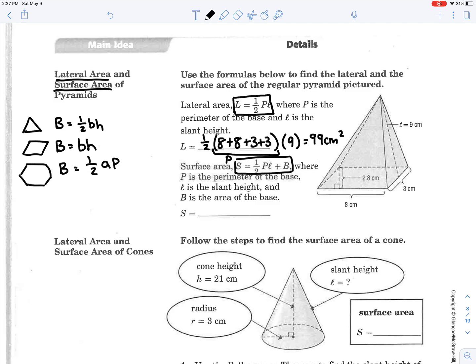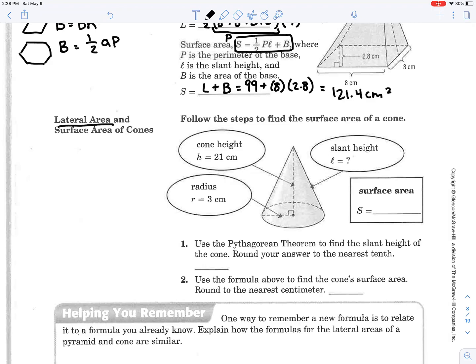Looking at this picture, the base is a parallelogram. So my surface area would be 1/2 perimeter times slant height, which was L, plus the area of the base. Well, we found the lateral area to be 99. To solve for the area of a parallelogram, we would do the base of the parallelogram times the height of the parallelogram. Solving, we get 121.4 centimeters squared.